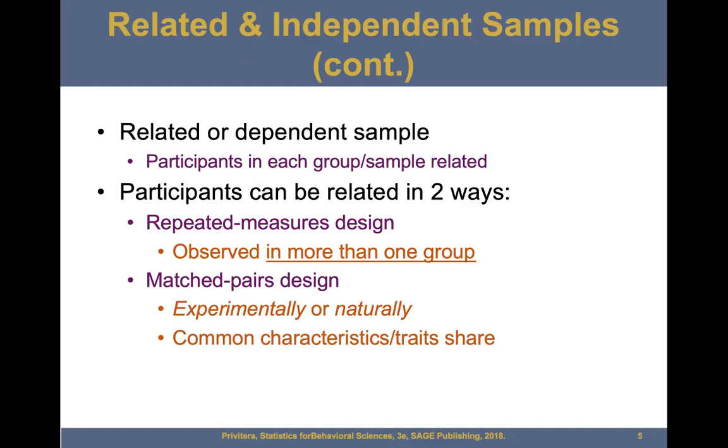Related or dependent samples can be related in two different ways: observed in more than one group, or a matched pairs design, experimentally or naturally, or they share some sort of common characteristics or traits. It'd be a related sample. And we have worksheets where I'll give you some context for what this means and when samples are related or unrelated, coming up here.